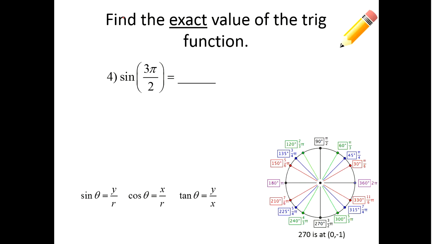And they want the sine. Remember, sine, we found out when we did our little drawing of triangle, was my y variable over my radius. So my y is negative 1, and my radius is always going to be 1. So this is basically negative 1. The sine of 3 pi over 2, aka the sine of 270, is negative 1.